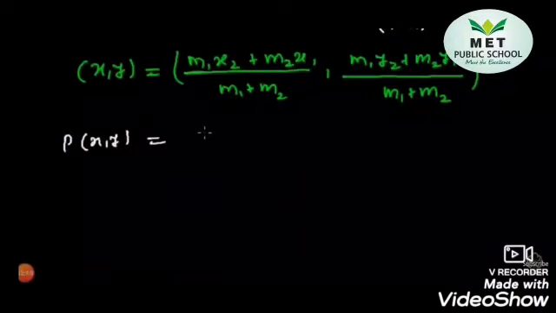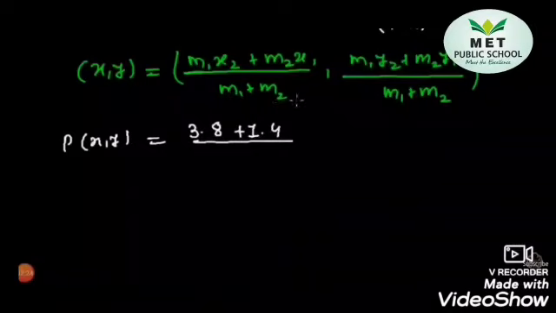So m1, according to you, is 3. So x2, that is nothing but the coordinate of the second point, is 8, plus m2, the second ratio, 1, into x1, which is the coordinate of A, which is 4, divided by m1 plus m2, that is 3 plus 1.